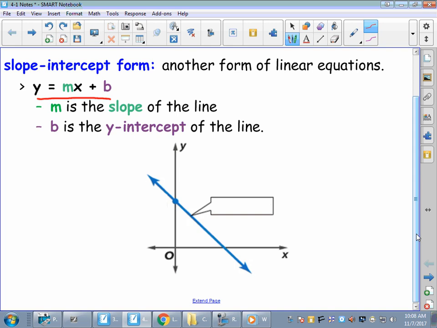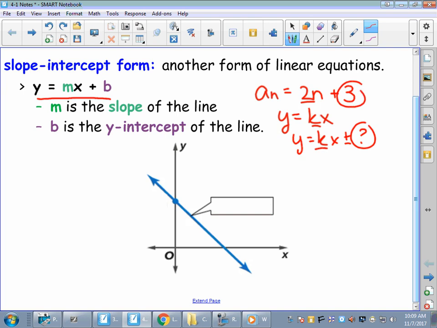So we've actually used this quite a bit. When we wrote our arithmetic sequences, we would have maybe 2 times the n value plus 3. When we did our proportional and non-proportional, we would talk about kx or y equals kx plus or minus a number. It's all really talking about a slope and then the y-intercept where it crosses the y-axis.